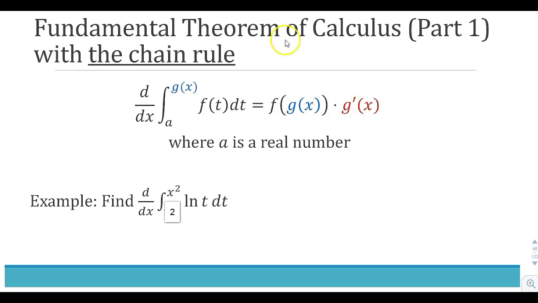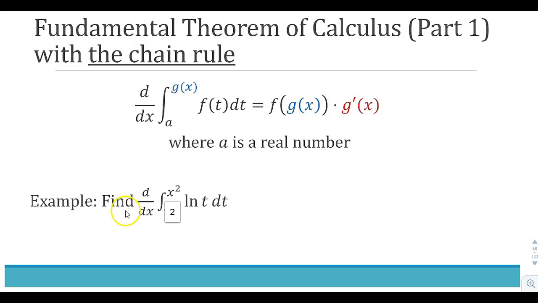Now we have the Fundamental Theorem of Calculus Part 1, but with the chain rule. So if I take the derivative with respect to x of the integral from a to a function g of x, instead of just x, of f of t dt, I have to apply the chain rule, where now the g of x function does replace the dummy variable inside the integrand. So I do have f of g of x, but now I have to take the derivative of the inside, apply the chain rule, which would be g prime of x. And again, a has to be a real number.